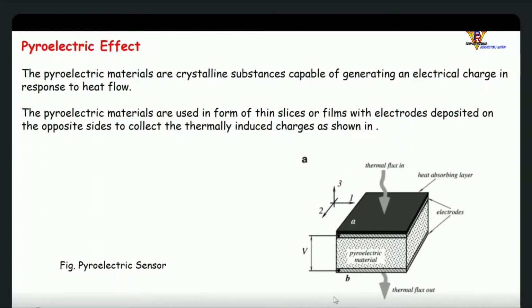Now, we will discuss the pyroelectric effect. It also depends on the property of the material. Means if a property of the material changes with respect to something, and that change produces some variation in the electric field or voltage, etc., then that can be sensed with the help of some material.